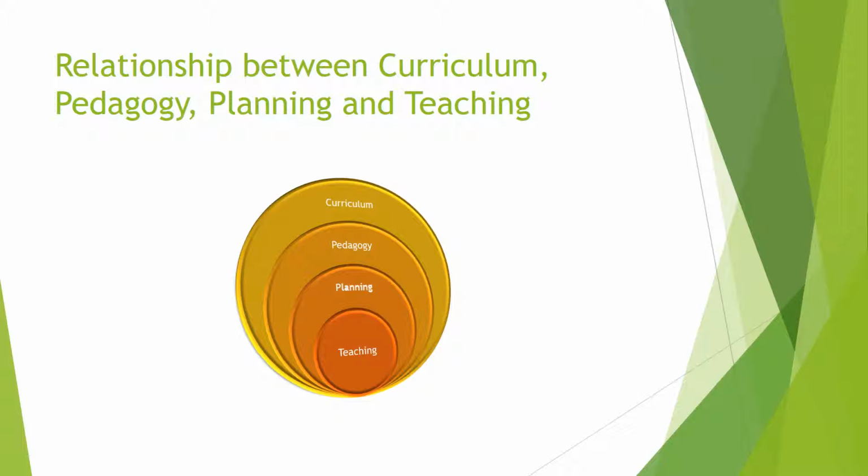Relationship between curriculum, pedagogy, planning, and teaching. The diagram shows the interdependence between the various elements involved. Teachers need to understand this correlation in order to be effective in their profession. Under the broad umbrella of curriculum planning, that is what to teach, is embedded the pedagogy, the science, the art, and craft of teaching. To achieve this, thorough planning needs to be incorporated to achieve effective teaching.